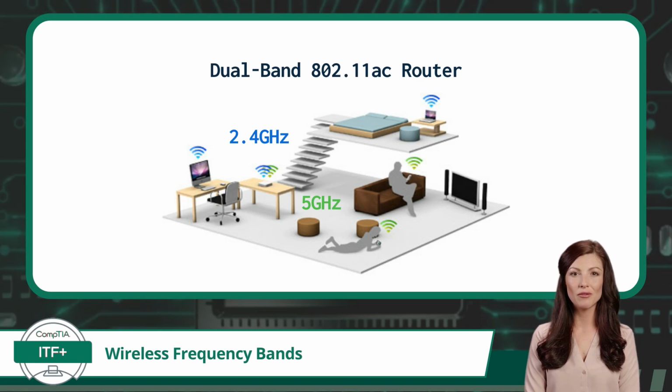The steady 2.4 GHz band, a bit slower but has better range. And the speedy 5 GHz band, a bit faster but with less range. Understanding each band's strengths and weaknesses will help you make the most of your wireless network setup.